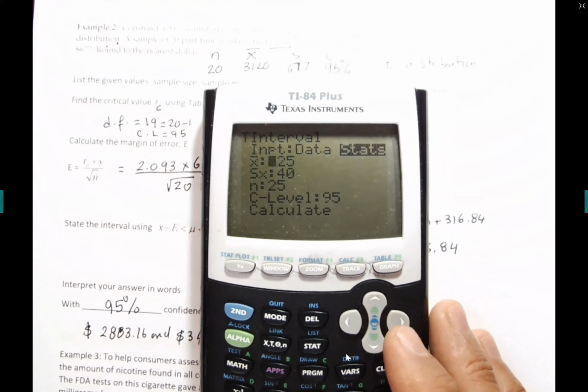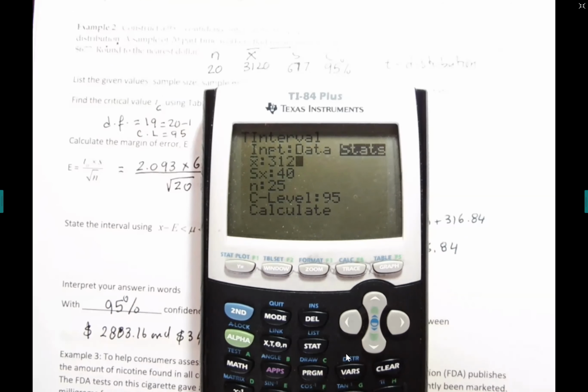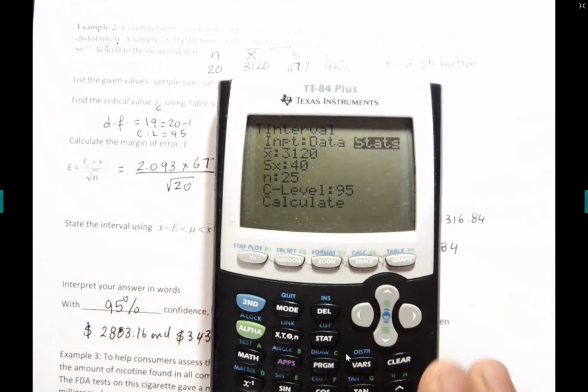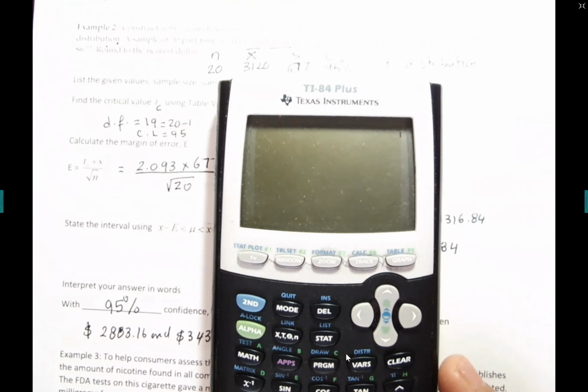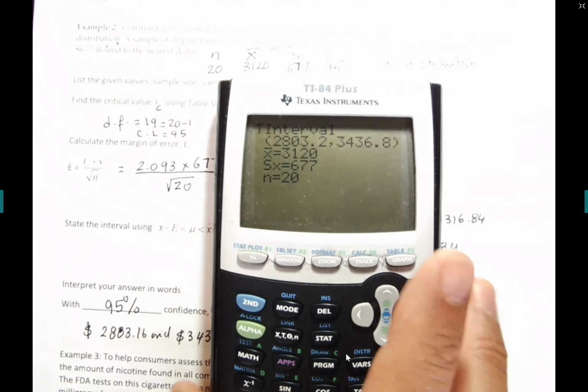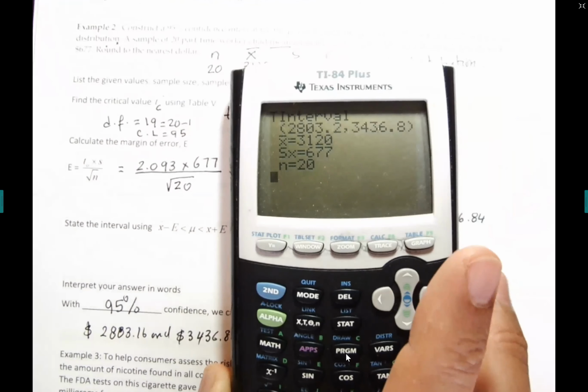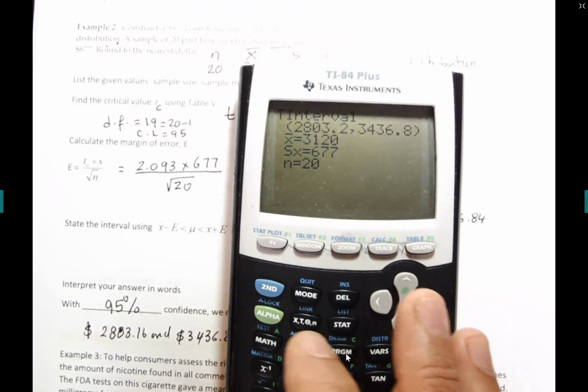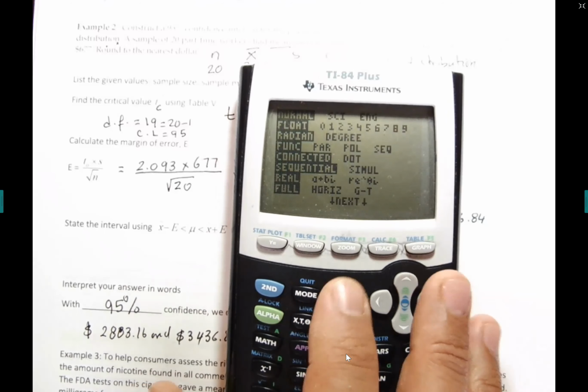Okay, what is the mean here? 3,120, am I right? Yeah. Then S, 677. Then N is 20. And the confidence level, this is a very common confidence level, between 90 and 99. They use 95 a lot. It has to be a match. Otherwise, 2,803.2 and 3,436.8. That is the interval that you have. Let me just check something in mode here. Okay, it is float, so that's the interval.